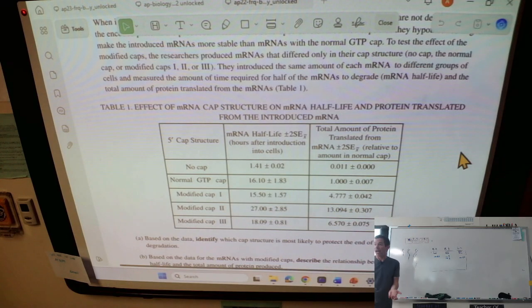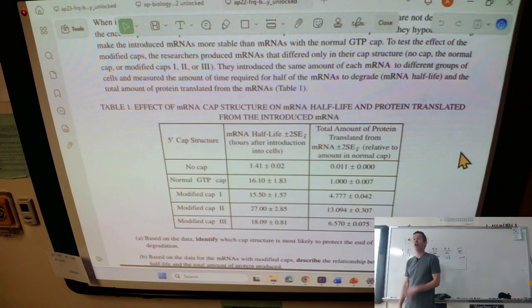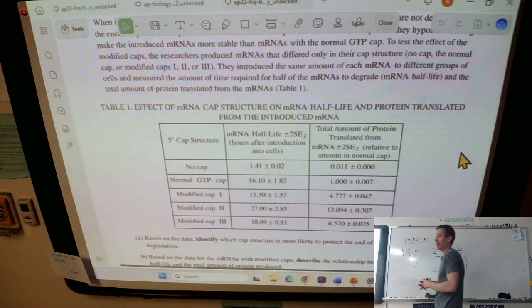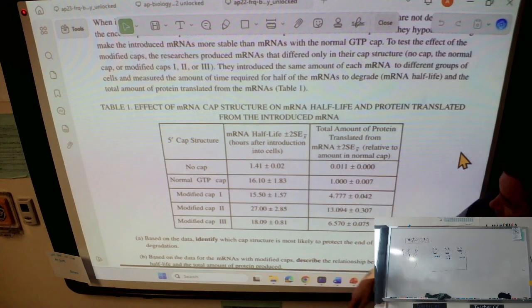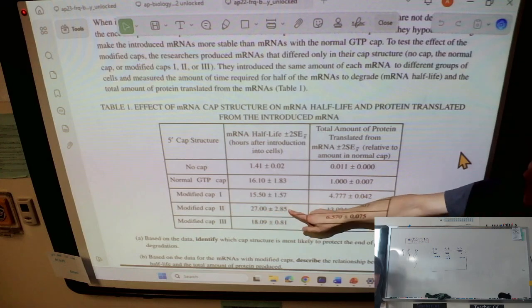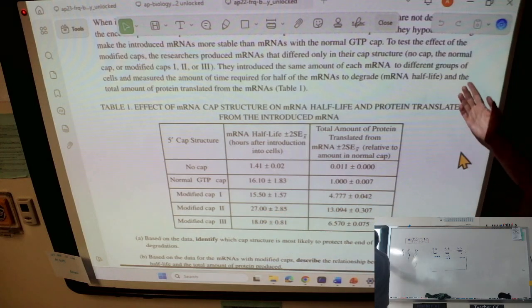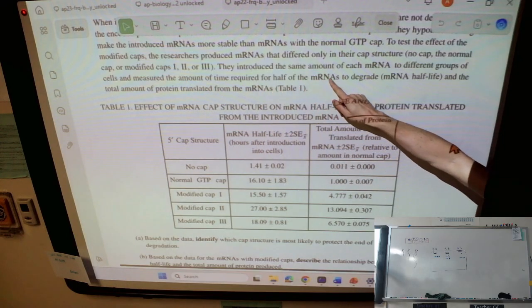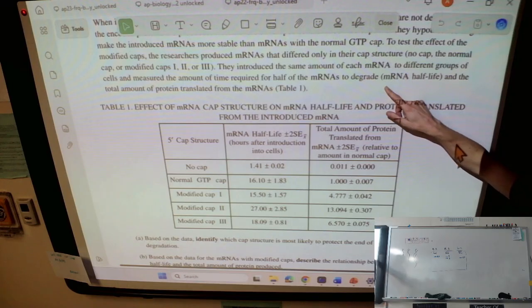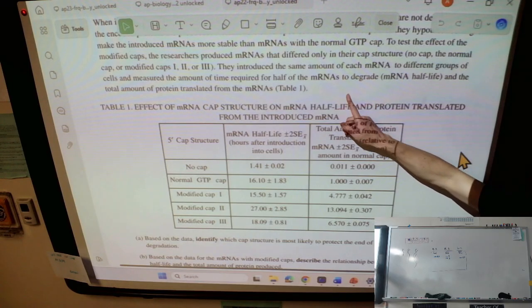So half-life, anytime they use the word half-life in science, that's how long it takes for half of something to break down. Normally you hear about it in chemistry when we're talking about carbon-14 degrading over time and its half-life is 5,000 years or something like that. So here it's how long does it take for half of the mRNA to break down? So modified Cap2 lasted the longest. How do I know what's going on here? Measure the amount of time required for half of the mRNAs to degrade. That's mRNA half-life. So half-life is telling me how fast it degrades.